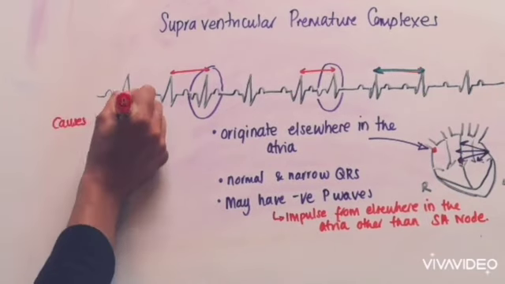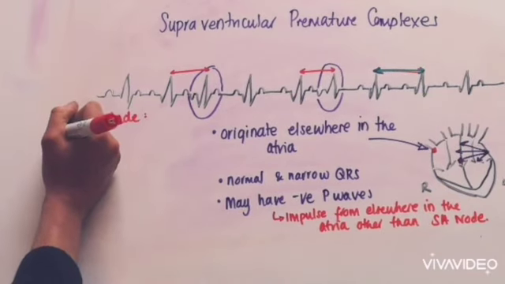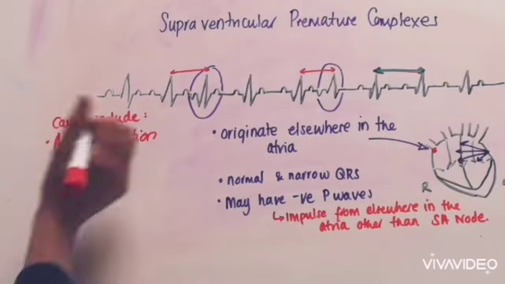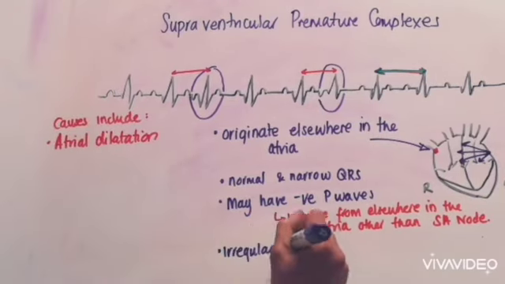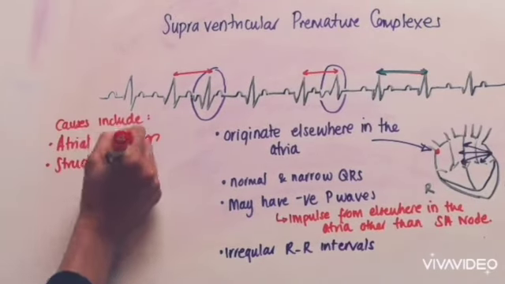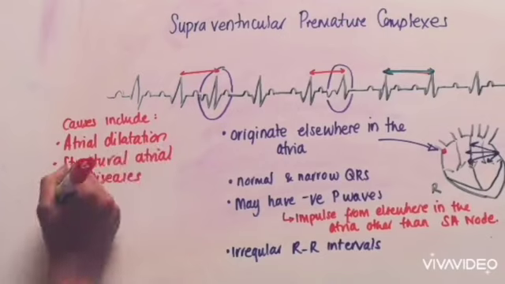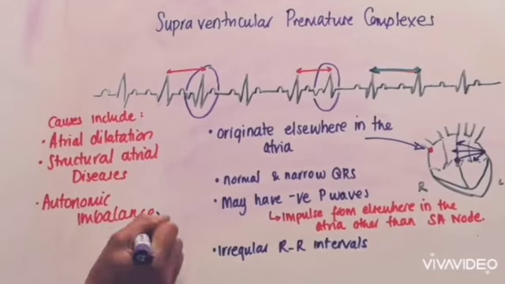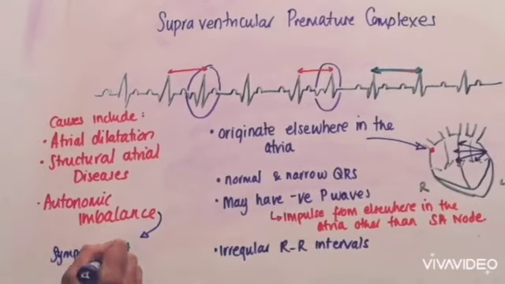So causes of supraventricular premature complexes include atrial dilatation and any disease causing that, structural atrial diseases, and any autonomic imbalance, for example, increased sympathetic drive and parasympathetic drive at the same time. I forgot to mention the irregular RR intervals.